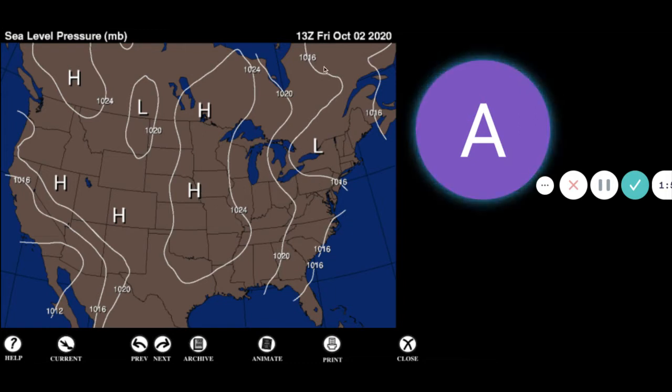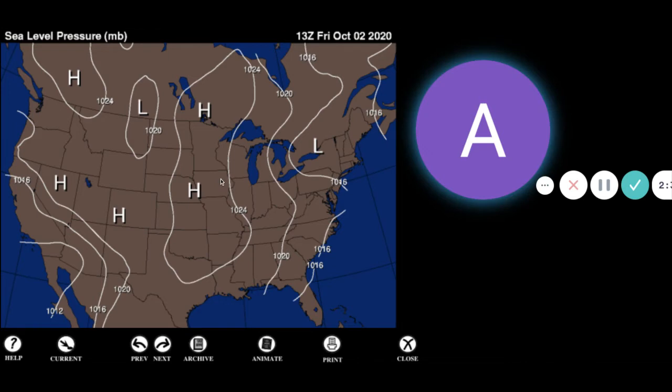If we continue going to the east, we've got this isobar right here, and the number on there is 1016. Anywhere between this 1016 isobar and this 1020 isobar, we would assign the air pressure of 1016 millibars. So Washington, D.C. is right about here where my mouse is. The air pressure in Washington, D.C. is 1016 millibars. Down here in Florida, it's between the 1016 and the 1020 isobar, so this part of Florida is 1016 millibars.